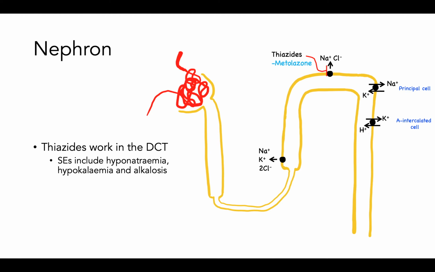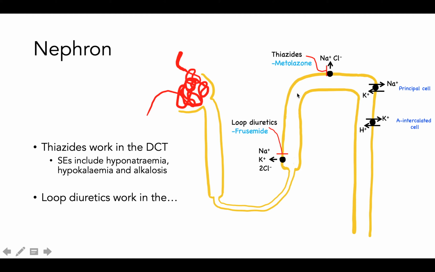And then we can look at another class of drug, loop diuretics. It's fairly obvious where they work, with the caveat that it's the thick ascending limb of the loop rather than any old part of the loop. So they are inhibiting this resorption of sodium, potassium and 2 chlorides. And the side effects are rather similar.